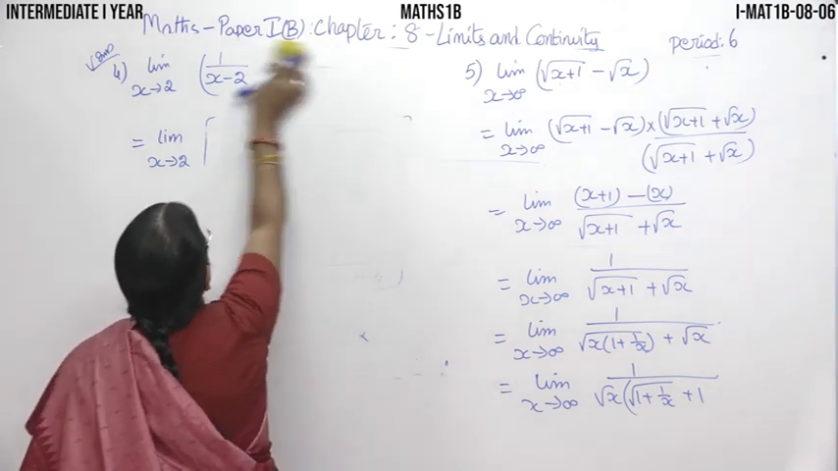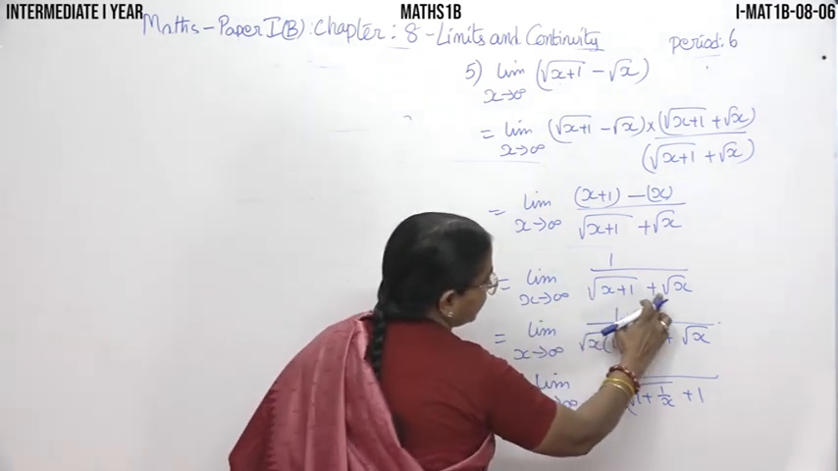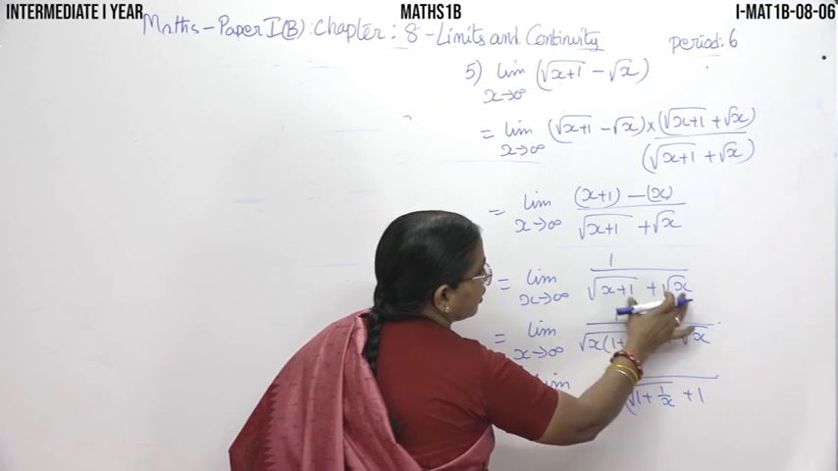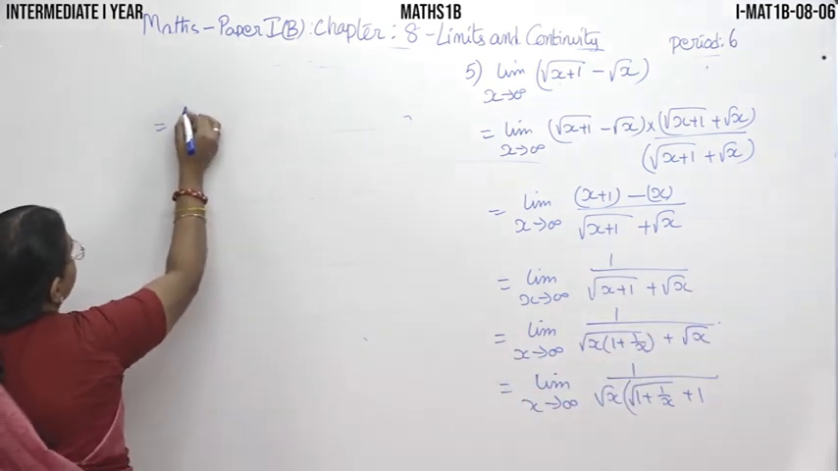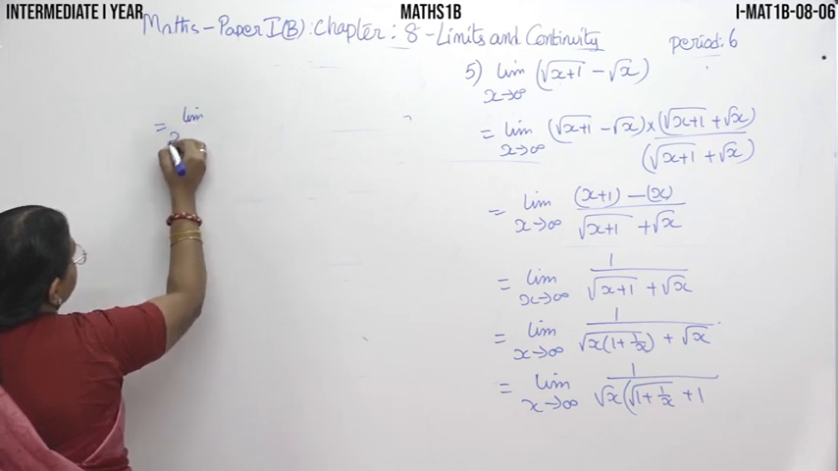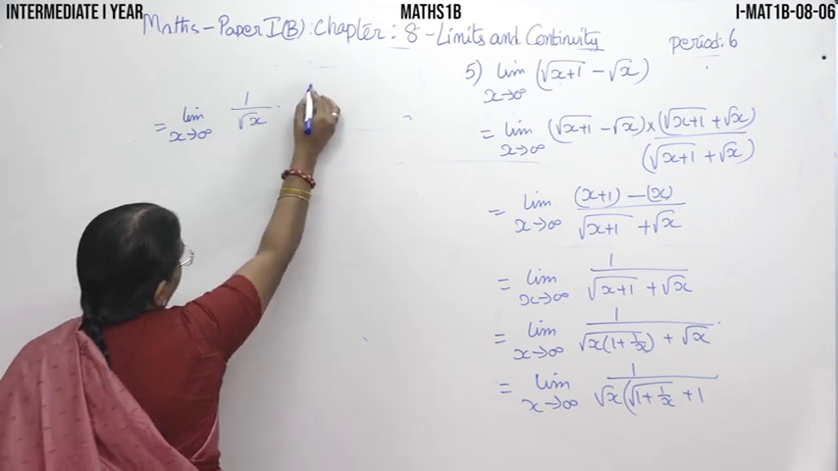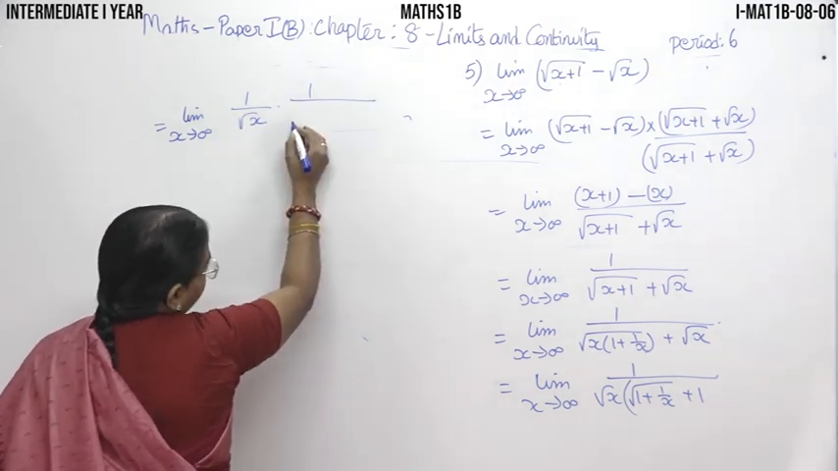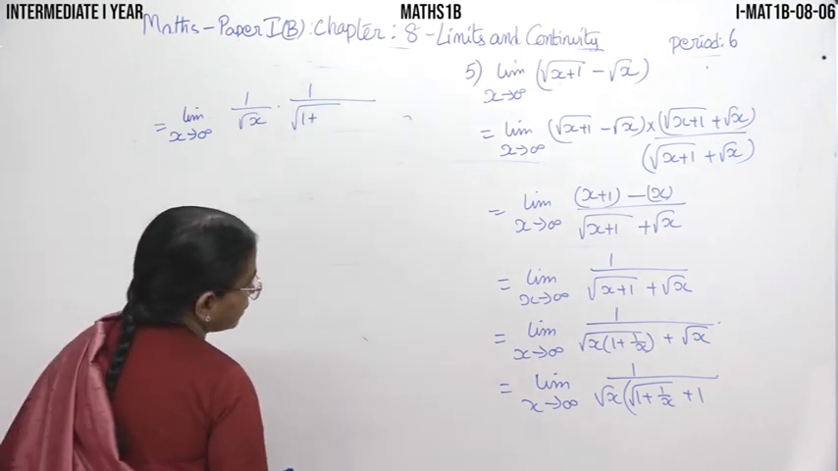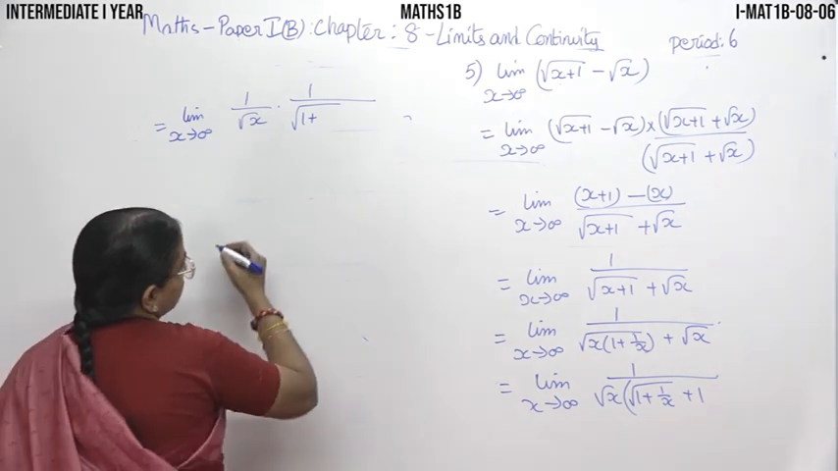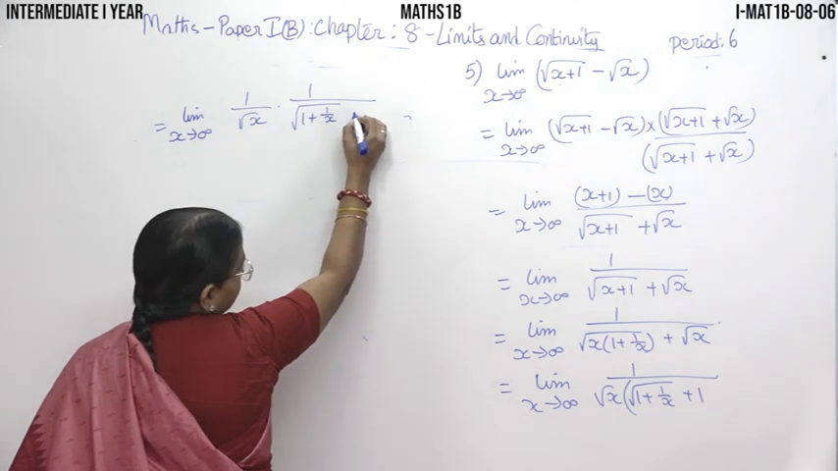Or you can write 1 by infinity, which is equal to 0 like this. So anyhow this is infinity, infinity plus infinity, infinity. So 1 by infinity is 0, you can write. Or else you do like this: limit x tending to infinity of 1 by root x into 1 by root of 1 plus 1 by x plus 1.